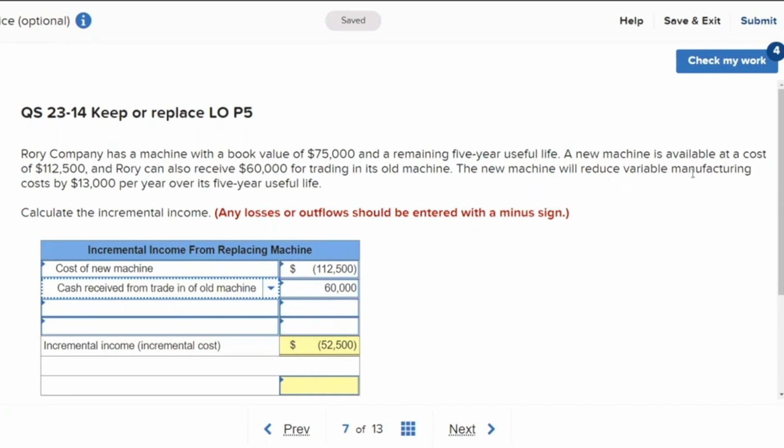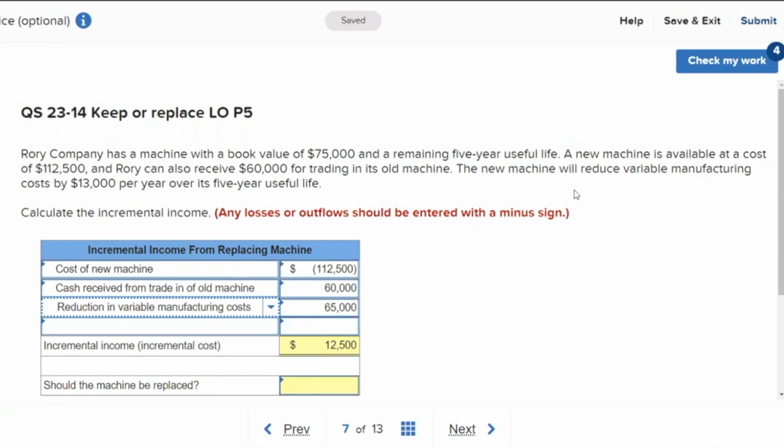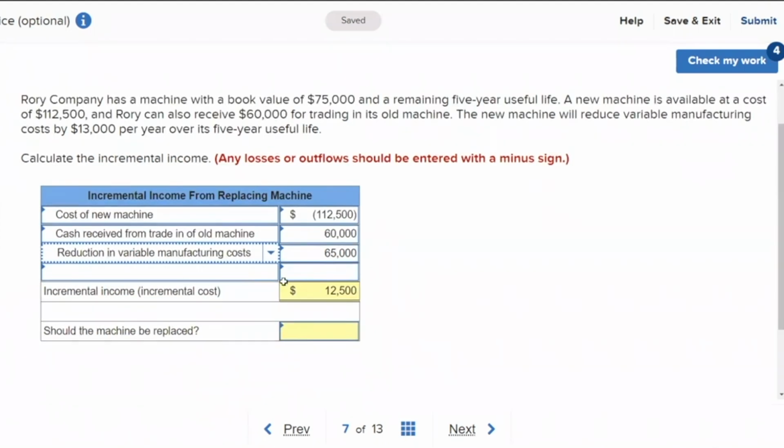New machine will reduce variable manufacturing cost, 13,000 times 5, 65,000. So that's more money coming in. That's good. Oh, this one's pretty easy. And I think that's it. So saving money, we should replace it. Yes.